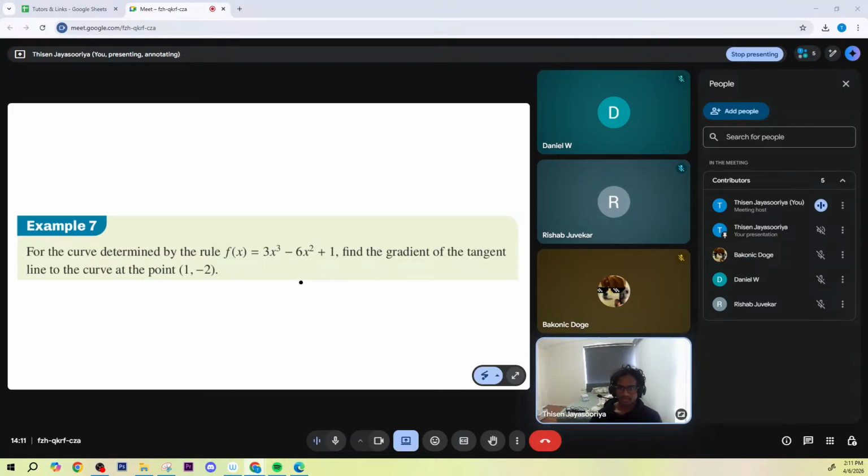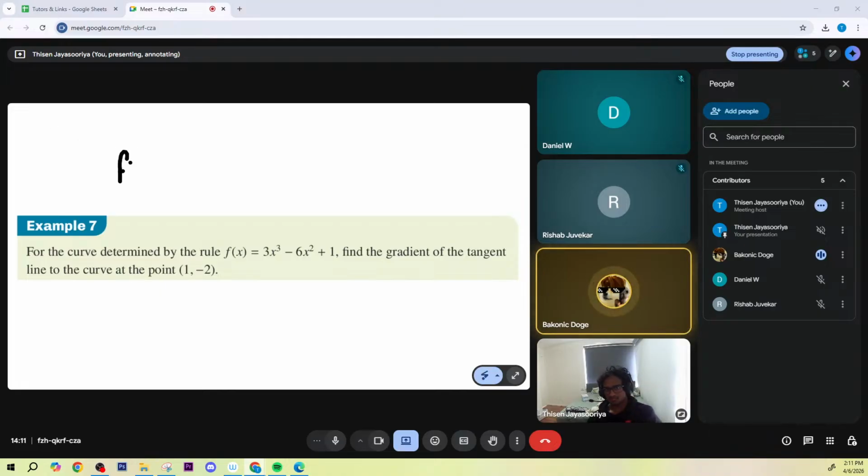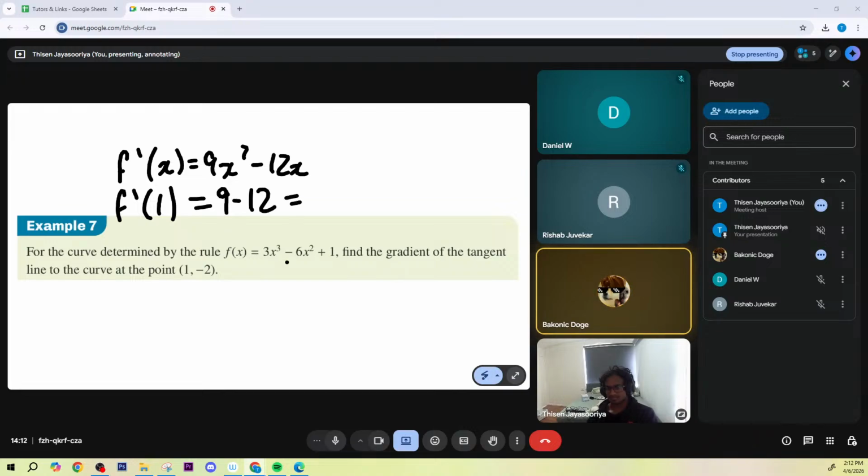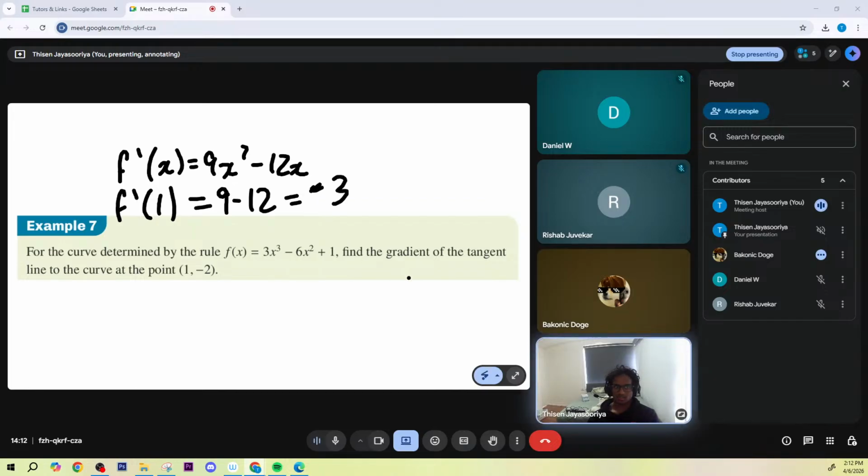Here they're just phrasing it a different way. For the curve determined by this rule, find the gradient of the tangent line to the curve at the point 1 comma negative 2. I'll ask Joe, how can I find the gradient of the tangent line at the point 1 comma negative 2? Differentiate it, so 9x squared minus 12x, and then substitute in 1. That gives 9 minus 12, which is minus 3. So that's the gradient of this tangent line.